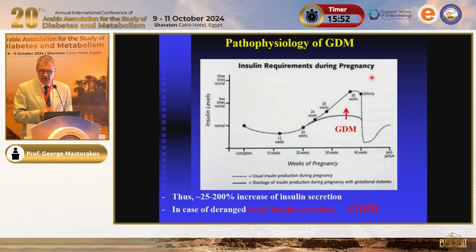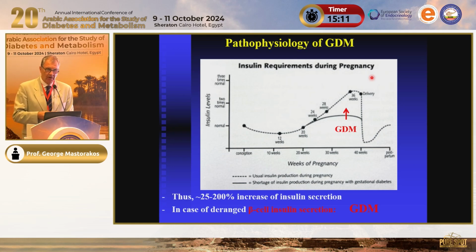And this is, I believe, an old figure which represents very well what happens during pregnancy. During pregnancy, we know that physiologically, naturally, insulin requirements increase, and the body has to face this increase. One part of this increase is due to naturally occurring insulin resistance, and we're going to see whether this naturally occurring insulin resistance can also be worsened by extra phenomena.